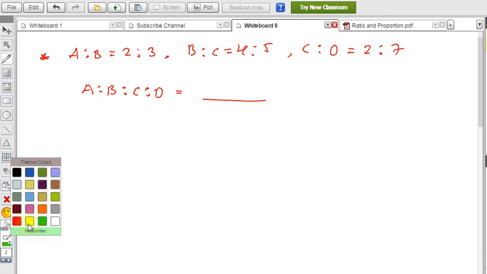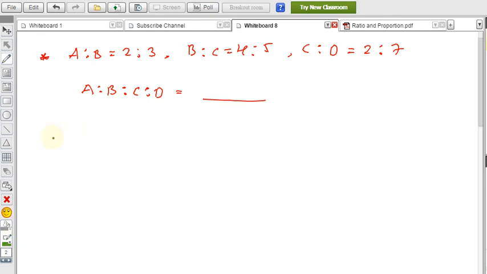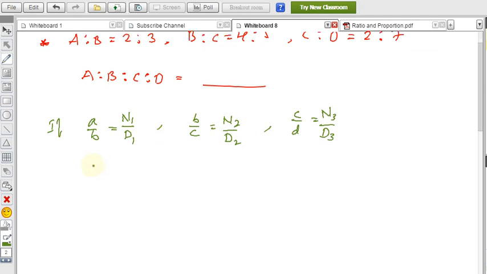So I'll write here, if a by b is given and b by c is given, then c by d, these three are given. In a by b, the first one is the numerator, the second is the denominator. So I'm taking n1 by d1, now this is n2 by d2, then n3 by d3. So a is to b, b is to c, c is to d are given like this. Then if you want a is to b is to c is to d, it is given by this formula.